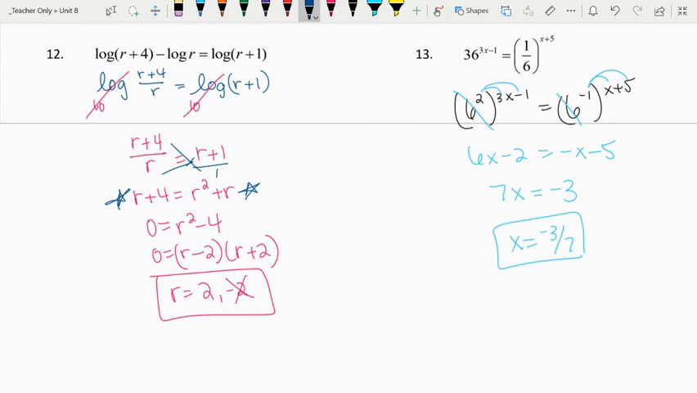And number 13, you might have been in the habit of taking logs of both sides. If you were, you still could have gotten to the same answer of negative 3 over 7, but you can get the same base, so you should have, it is much easier in this case.